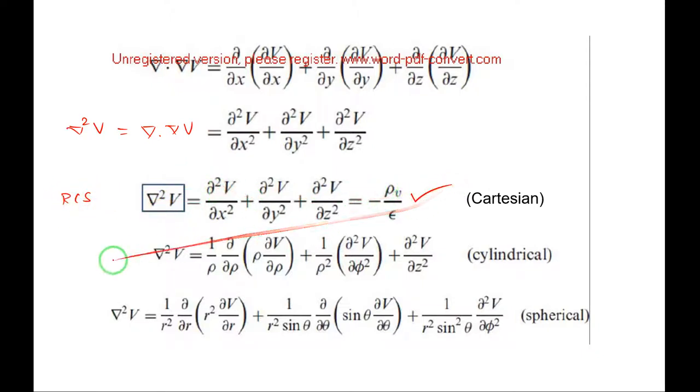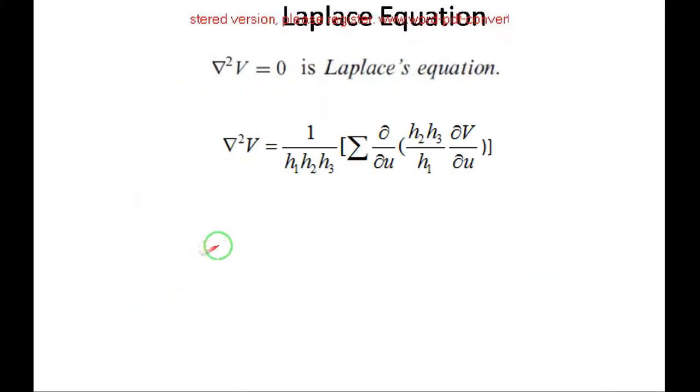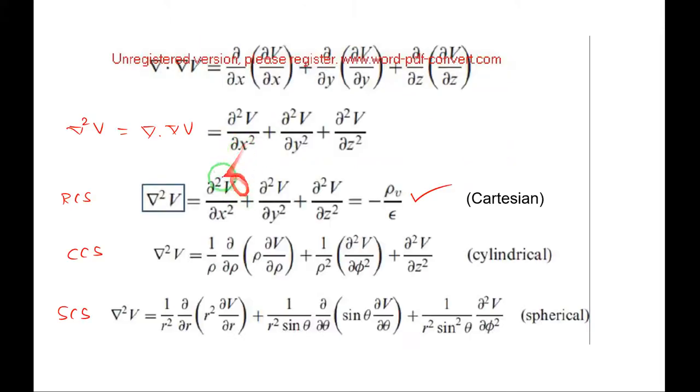Then in the cylindrical coordinate system, del square V, this is the formula. How to write it, I will give you the hint later. Then in the spherical coordinate system, this is the formula of Poisson's equation, del square V, right? Remember this; the Laplace equation we'll see later. Just I will tell you how to write all these three formulas.